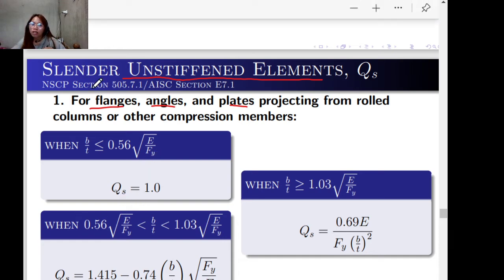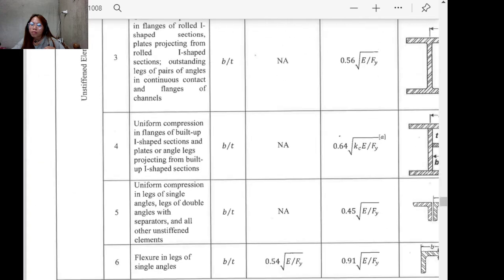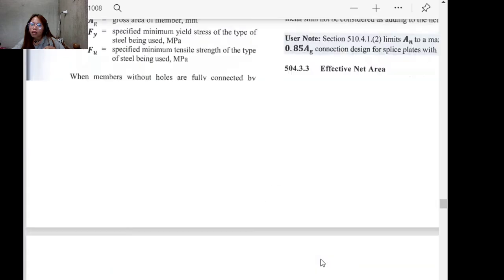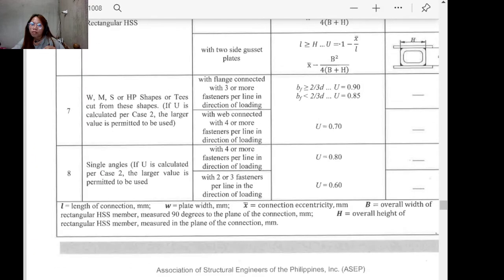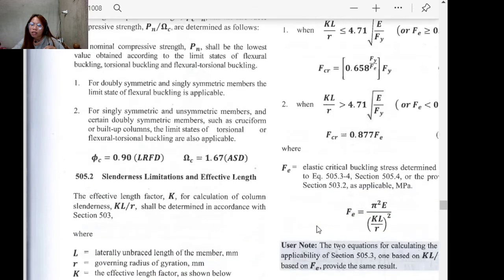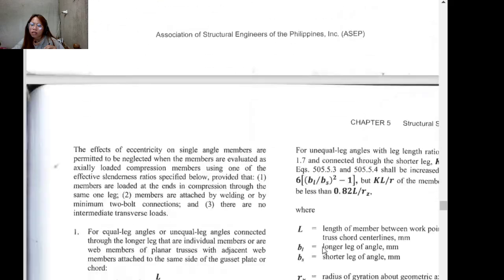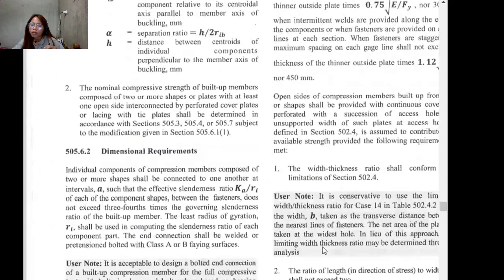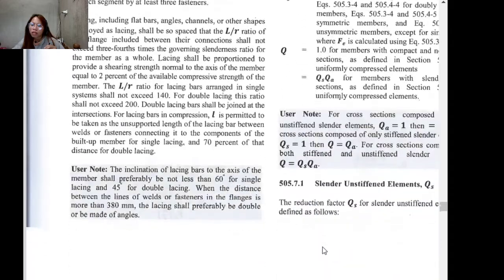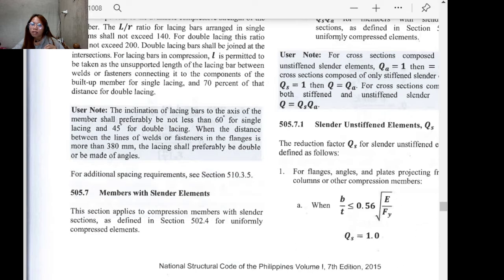If you try to look at this in NSCP section 505.7.1, yes, this one. For slender stiffened elements, Q sub S. Actually, it is also taken from the NSCP.